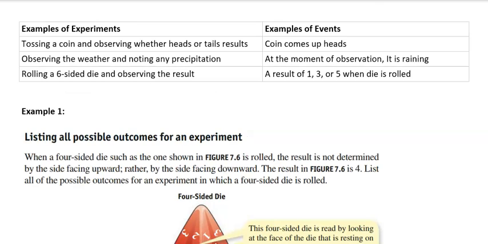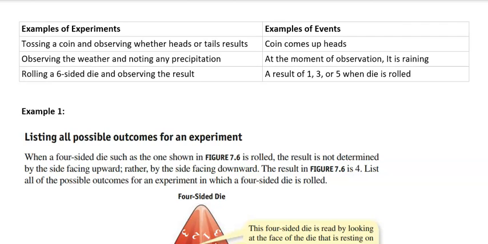So some examples of experiments and their events. Tossing a coin and observing whether it's going to be heads or tails. That's the experiment. The coin comes up heads. That's the event. Or if it came up tails, that would also be an event. Observing the weather and noting the precipitation. An example of an event would be at the moment of observation, it is raining, or it is windy, or something like that.